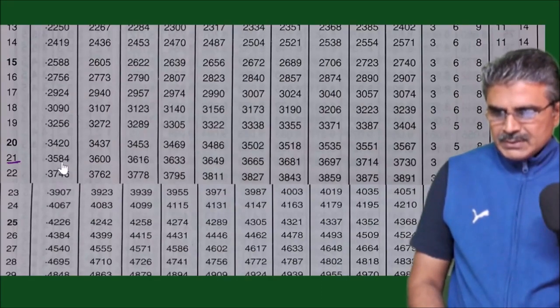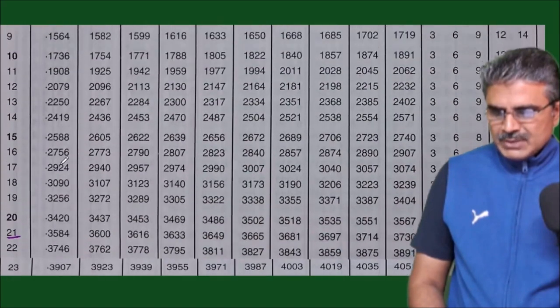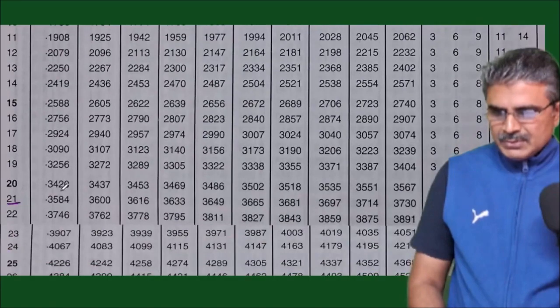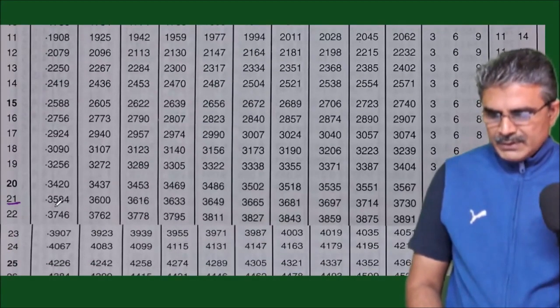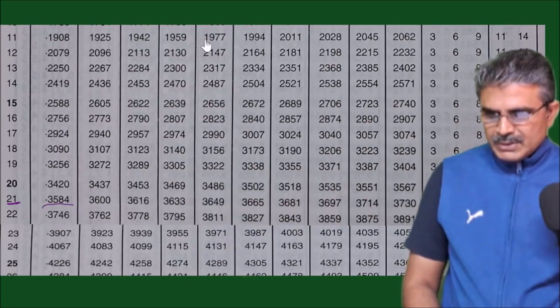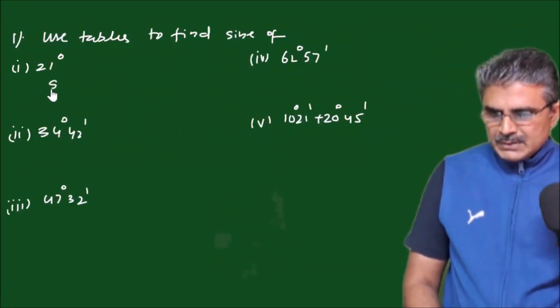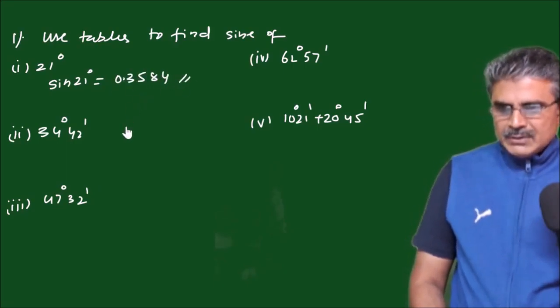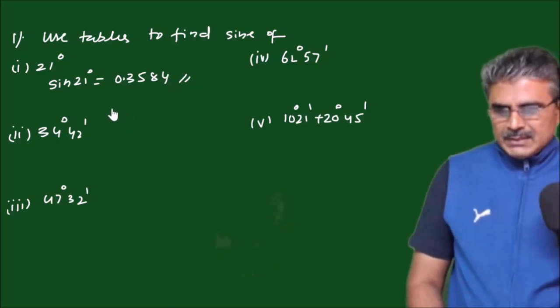For 21 degree at 0, that means after 21 you don't have any minutes. So at 0 minutes the value of 21 degrees is 0.3584. Okay, so this is the value 0.3584. So sine 21 degree is equal to 0.3584 is the value for the given angle.